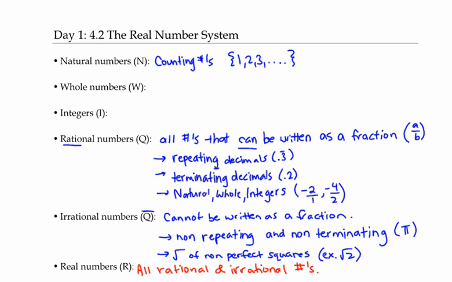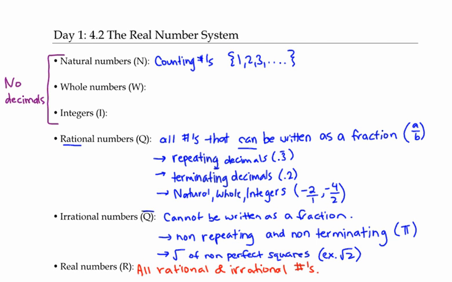And will they include decimals? No, because they're counting numbers. So in fact, all of natural, whole, and integer have no decimals. They do not have decimals. So if you see a decimal right away, you know it's not going to be natural, whole, or an integer.